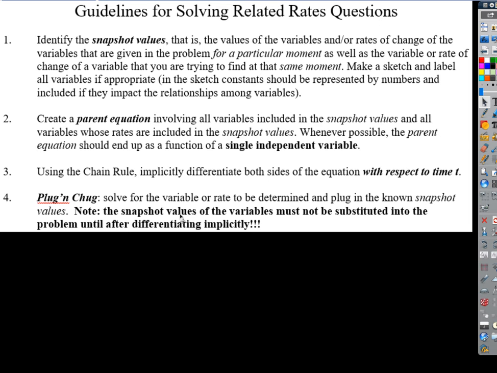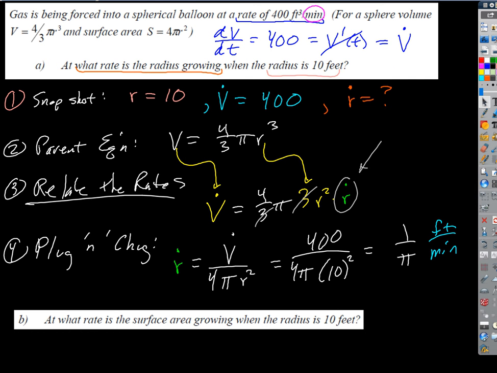So we looked at an example yesterday where we had gas being forced into a spherical balloon, right? This is just a physical situation. The gas is being forced into the balloon at a rate of 400 cubic feet per minute, so it's coming out of some cylinder of compressed gas or something, and the valve is open to a point where that's the rate at which gas is entering the balloon. And we want to know at what rate the radius is growing when the radius is 10 feet. So we've got this movie of this balloon expanding, and we're picking the one frame where the radius is 10 feet. So our snapshot starts with maybe r equals 10, right?